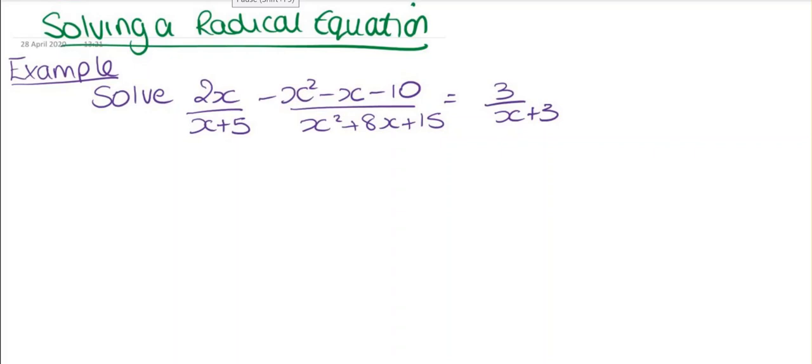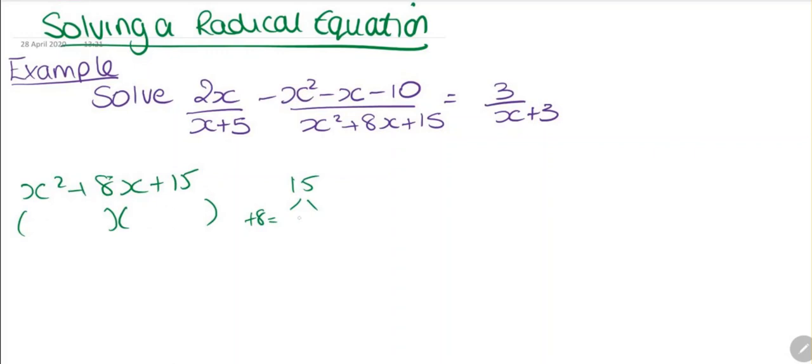Solving a radical equation. So we have an example. To solve this, we need to look for the lowest common denominator. So we need to factor our x squared plus 8x plus 15. We can have a look at all the factors. We need factors of 15 that will give a positive of 8. So that's a plus 5 and a plus 3. So x plus 5 and x plus 3.